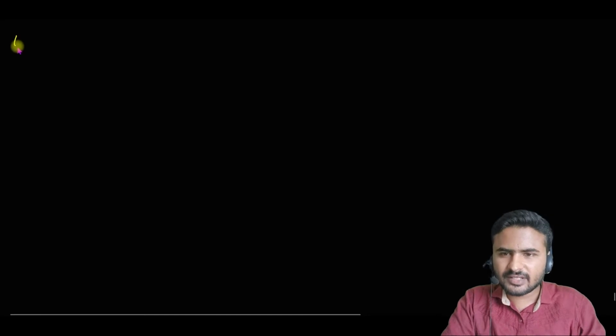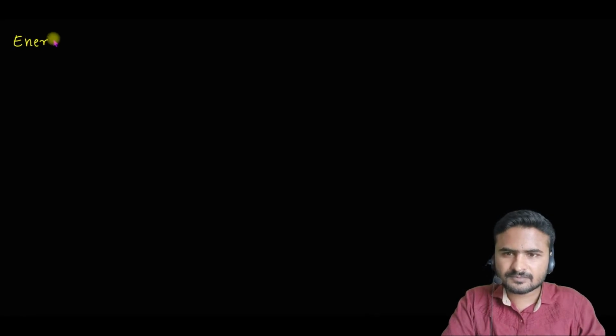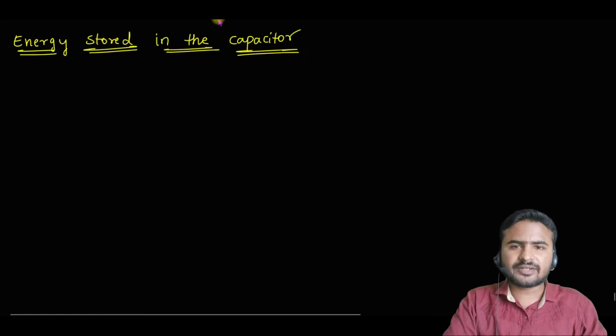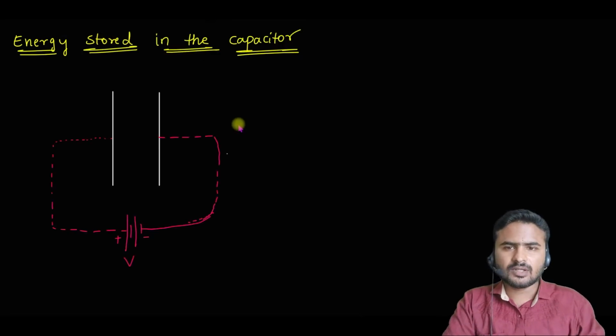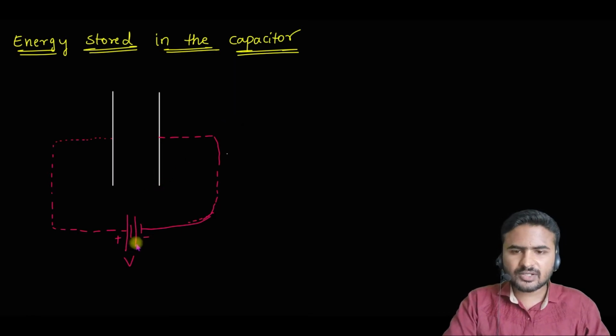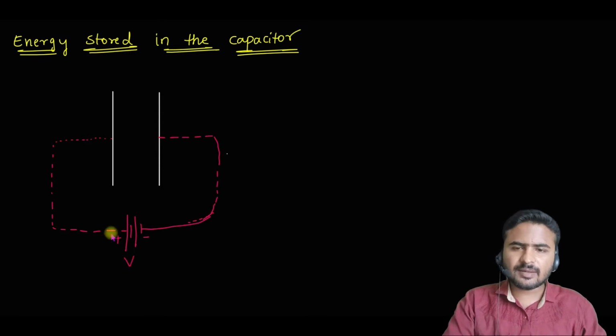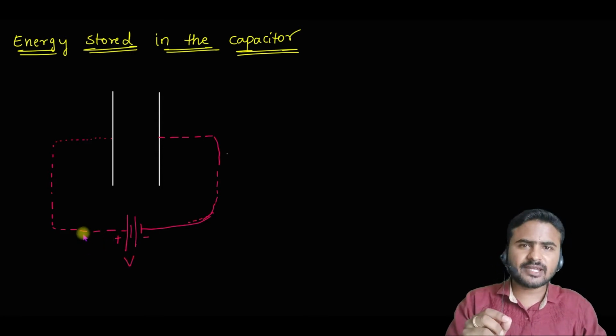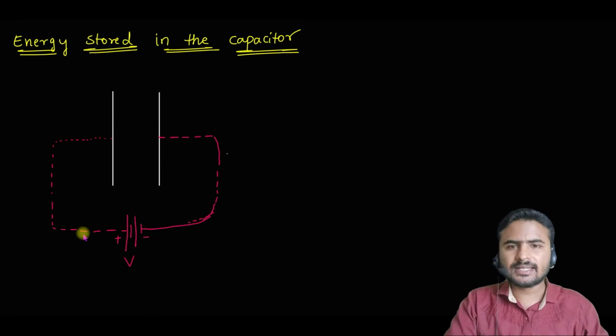The first thing is energy stored in the capacitor. Now let us consider a capacitor connected to an external charger whose potential difference is capital V, and this capacitor is currently being charged. It is not fully charged.